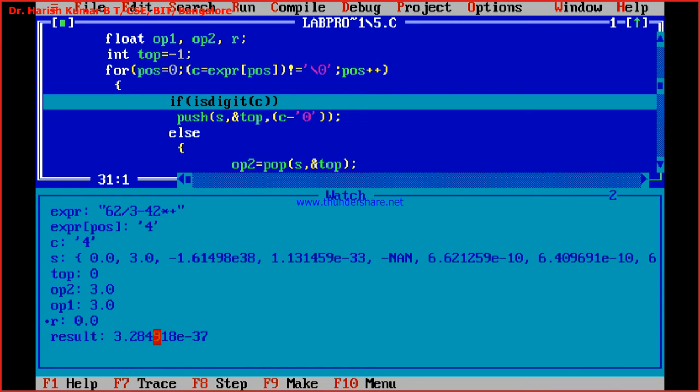Now the stack is 0.0. So this is the only element on the stack because top value is 0. That means you can access only till here and these are not accessible. Now again continuing with the scan. The next symbol which you are scanning is 4.